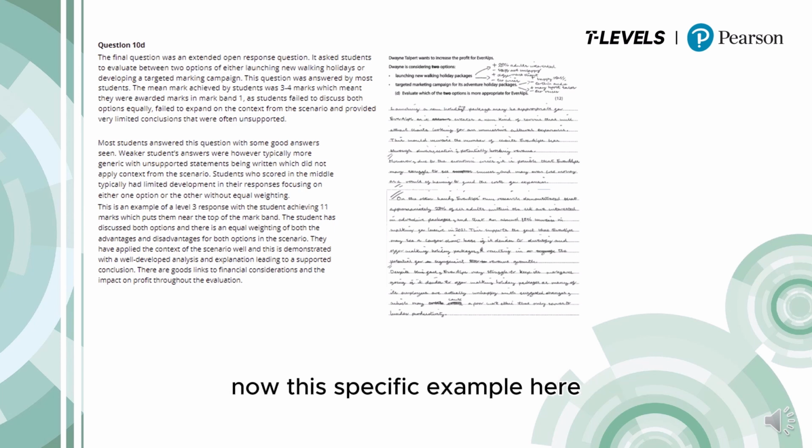Now, this specific example here, you can see, was a level 3 response. So this achieved 11 out of the 12 marks. So it might be with this specific one, you give it to students, you ask them to identify why it was 11. What would they have done for that last mark to get the 12?